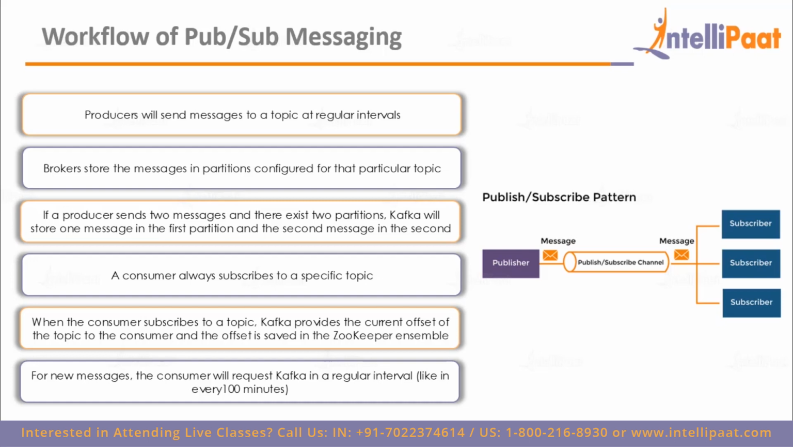And after that, once the producer sends all of these messages and they are stored in the broker system, a consumer would always subscribe to a specific topic. So over here, we've got consumers and these consumers would subscribe to our football topic. When the consumer subscribes to a topic, Kafka provides the current offset of the topic to the consumer and the offset is saved in the Zookeeper ensemble. Now, let's say this consumer reads the first 2 messages present in the partitions. Over here, the offset value would become 2. Since it has read 2 messages, the offset value becomes 2 and it is stored in the Zookeeper.